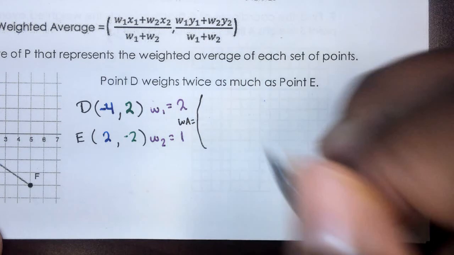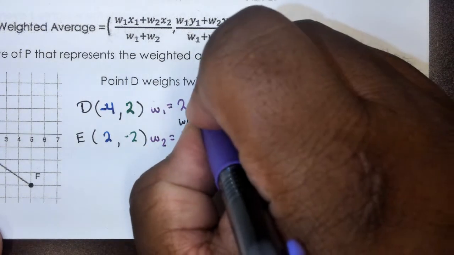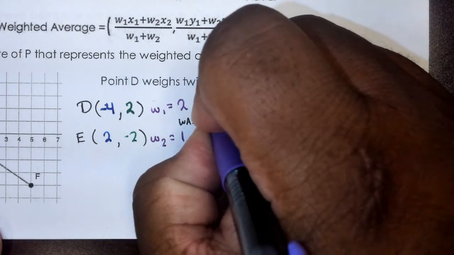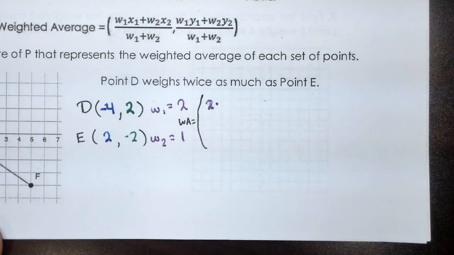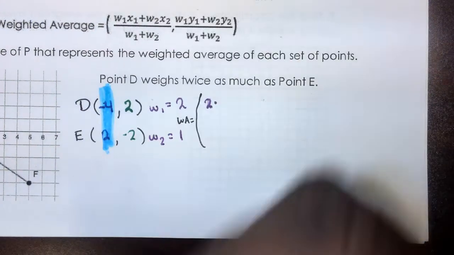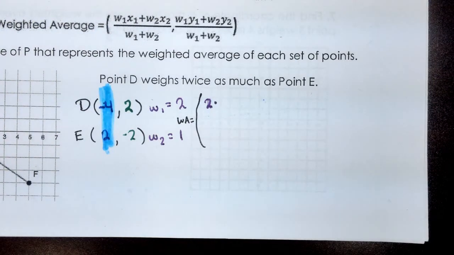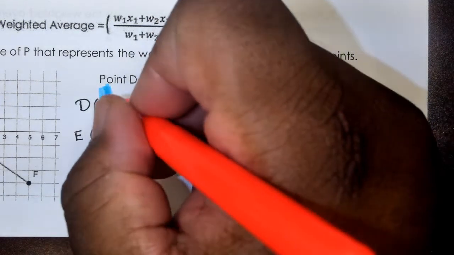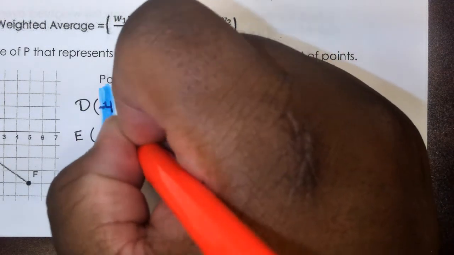So weight 1 is going to be 2 times my X1. And this is why I lined up too. I forgot to tell y'all this. The reason I lined it up like this is so I can have my X's together. These are my two X values right here, -4 and 2. And then I lined up over here, so these are my Y values, 2 and -2.